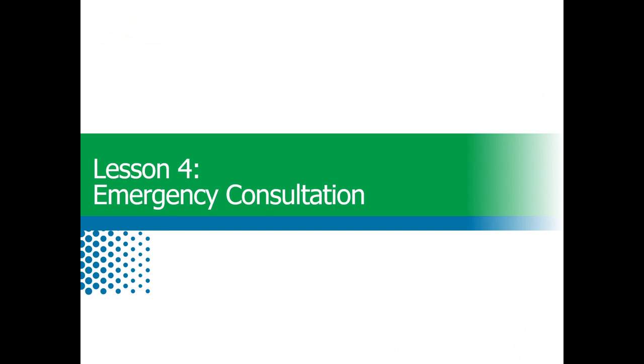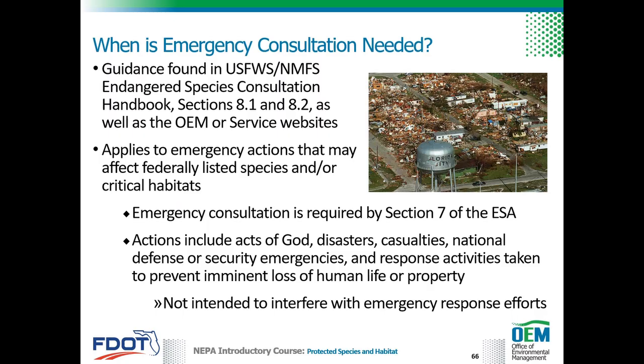Now that we have learned how to consult and coordinate with the resource agencies at every stage of project development, it is time for our fourth and final lesson. Our last topic will introduce you to the legislative authority and procedure for successfully completing emergency consultation with resource agencies. In cases where emergency actions may affect federally listed species and/or critical habitats, emergency consultation with the services is required by Section 7 of the ESA.